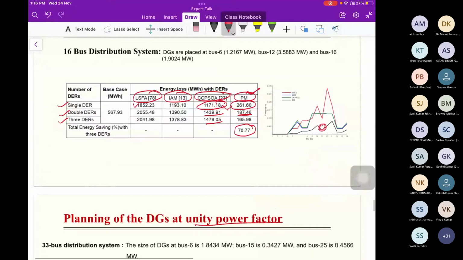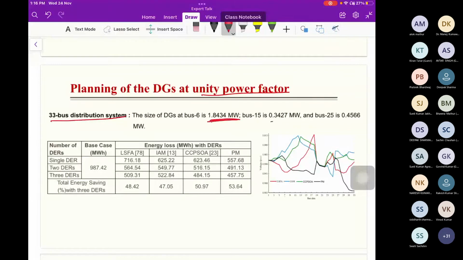This one is the 33 bus system. In this condition, we install the DG at three different locations: bus 6, bus 15, and bus 23. And in these conditions, there are differences between these algorithms. This one gives 48% energy saving, this one gives 47, this one gives 57, and this one gives 53.64. So our proposed algorithm gives more power loss reduction, as our algorithm follows the variable load profile as compared to the other algorithms.